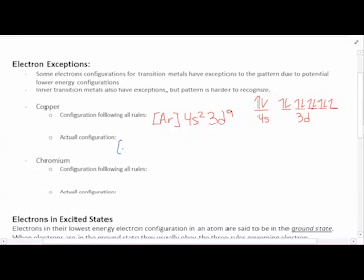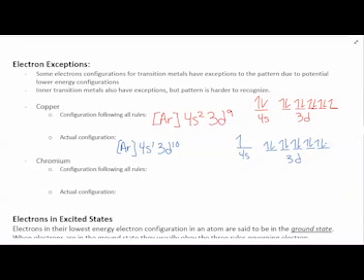Copper, we would have argon, and it would become 4s1, 3d10. If you wrote the full configuration for it, starting from 1s, everything else would be the same except for the last s and d. This ends up happening because it requires a lower amount of energy to have a partially filled 4s and a fully filled 3d. Your 3d is going to be completely filled, while your 4s is just partially filled. This is just one of those things that ends up happening because of the difference in energies.